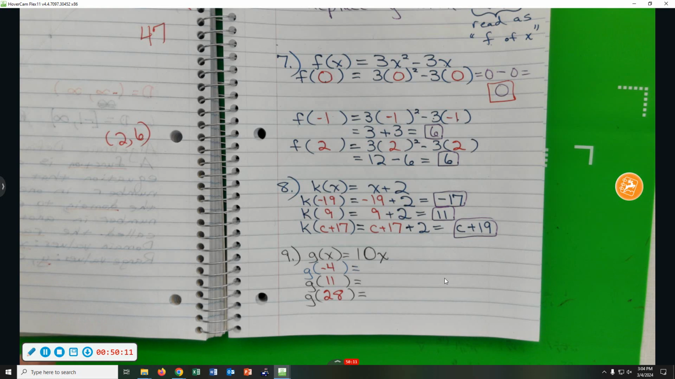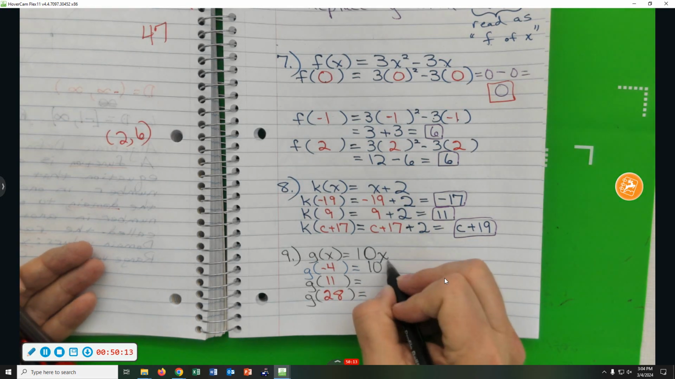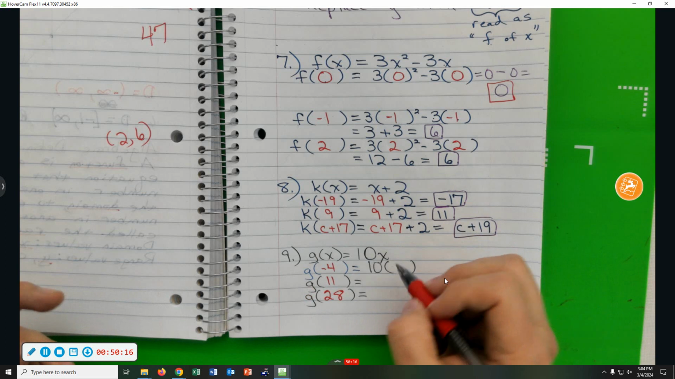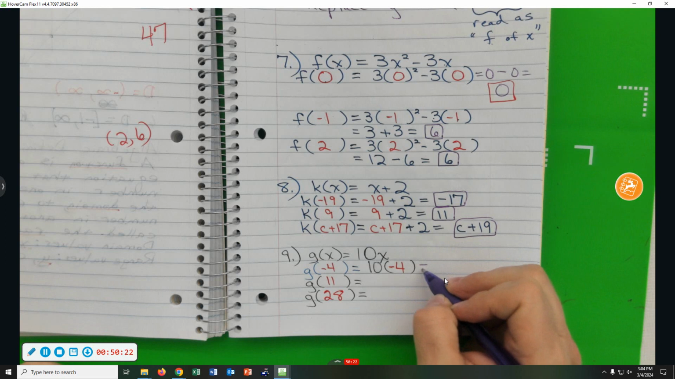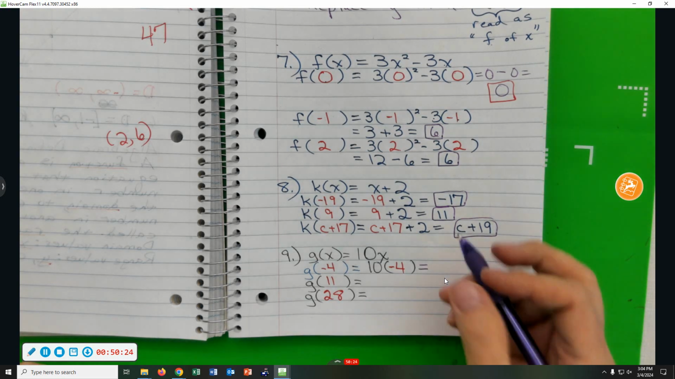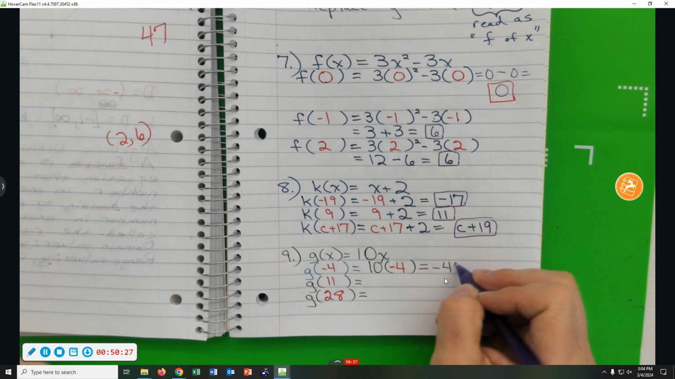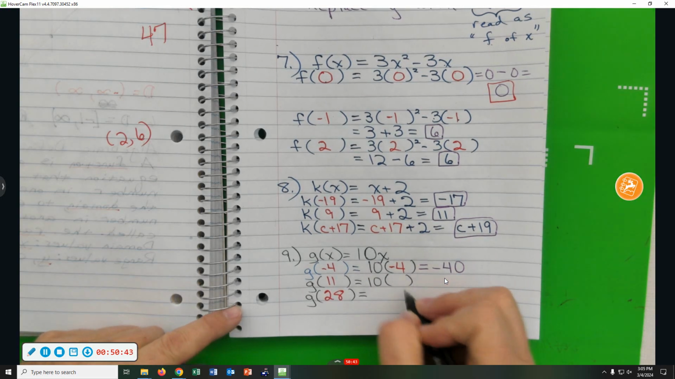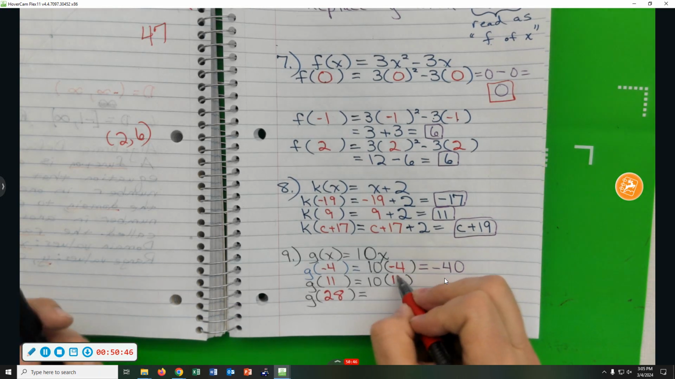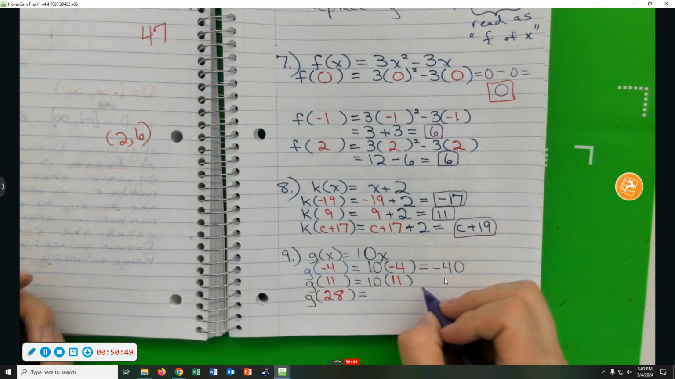So instead of 10 times x, we're going to have 10 times -4. What's that going to give us for our y value? -40. 10 times -4 is -40. What about g of 11? That says go to your function g, wherever you see a variable, replace it with 11. So 10 times 11, is that 110?